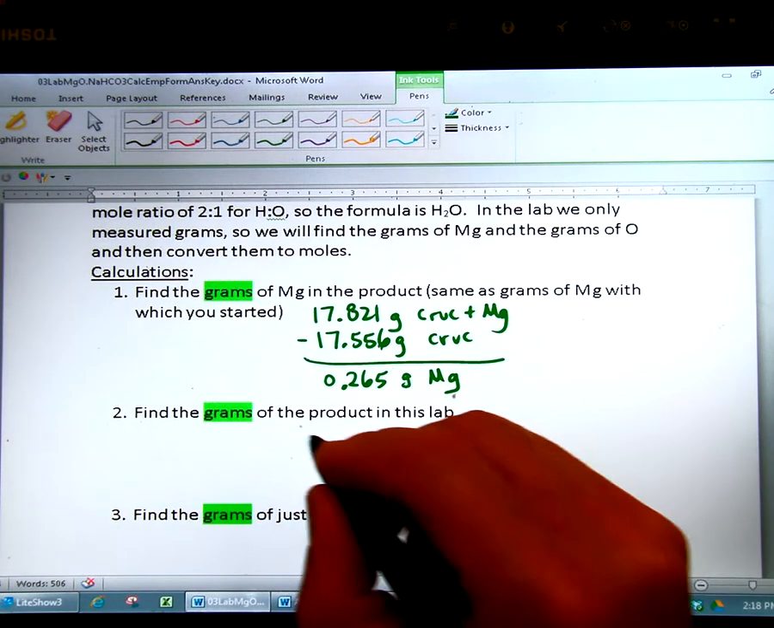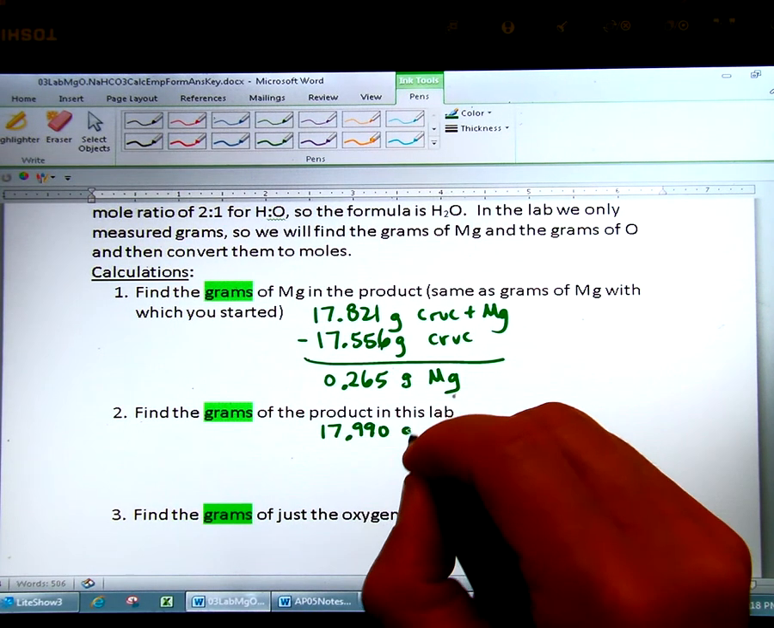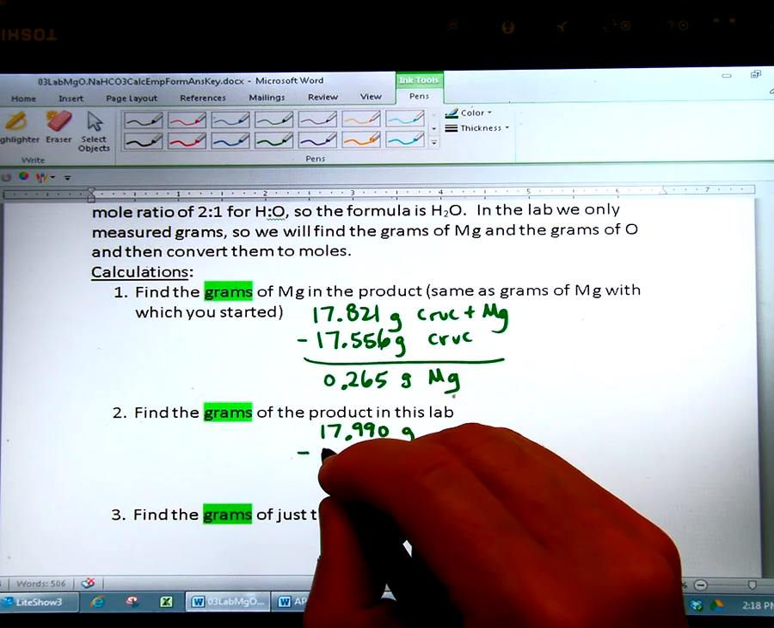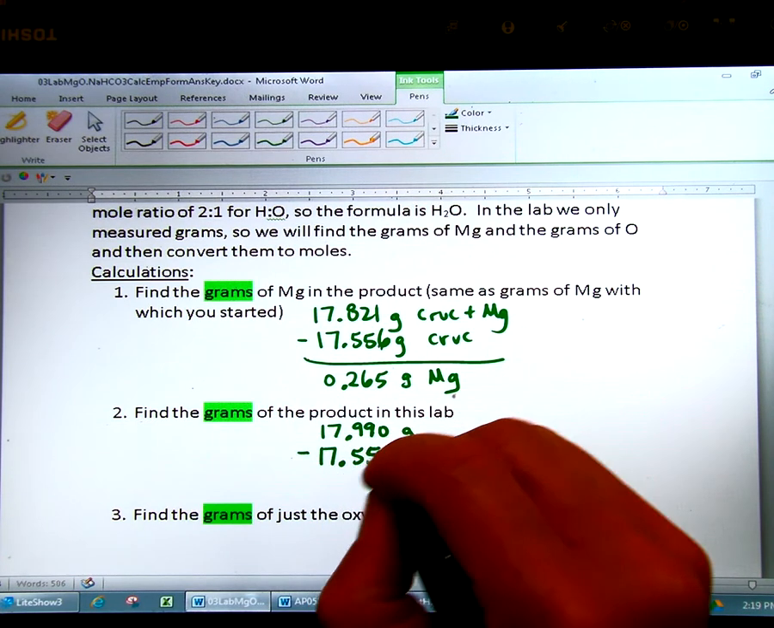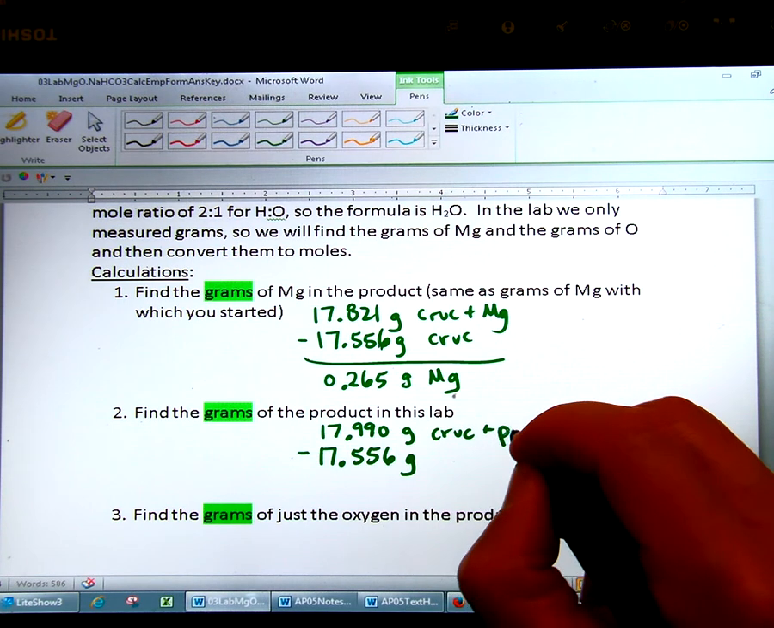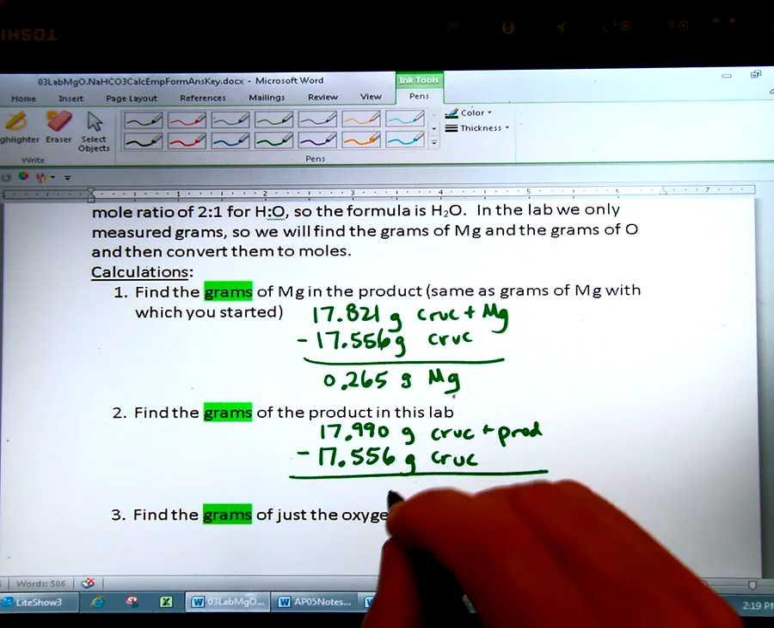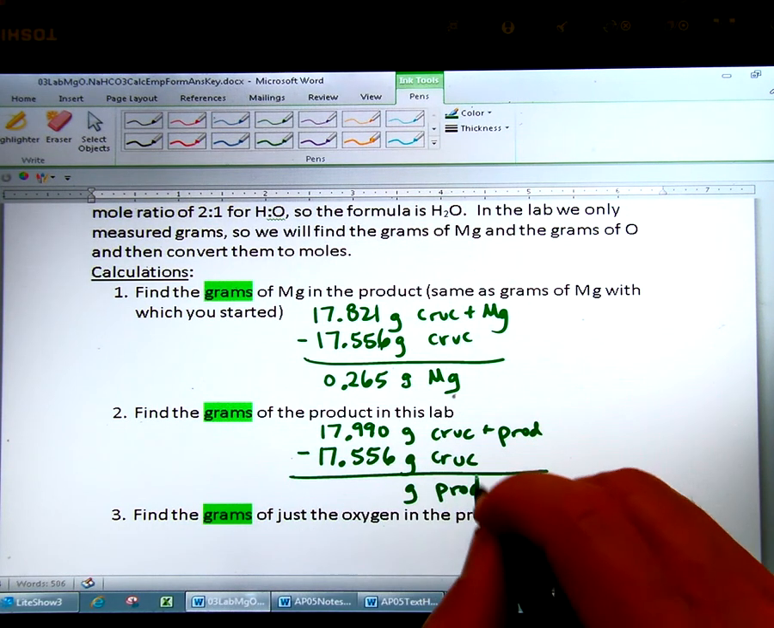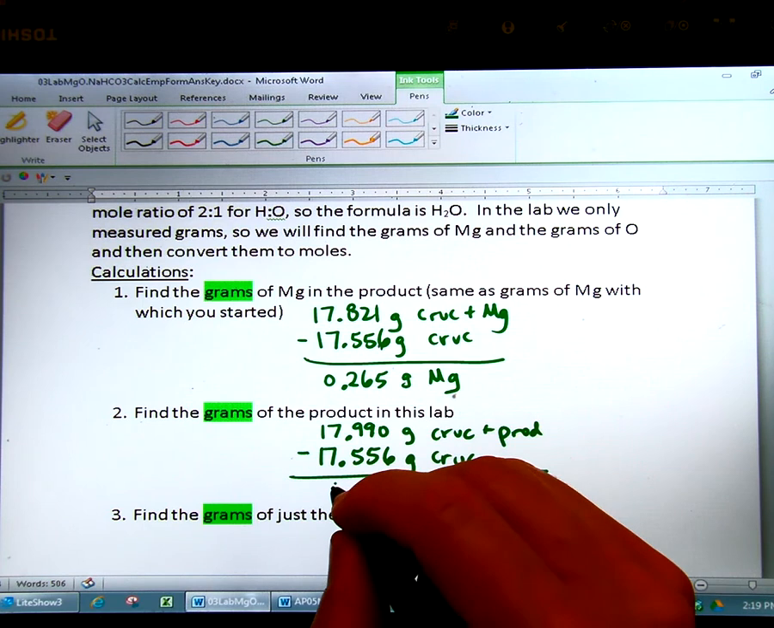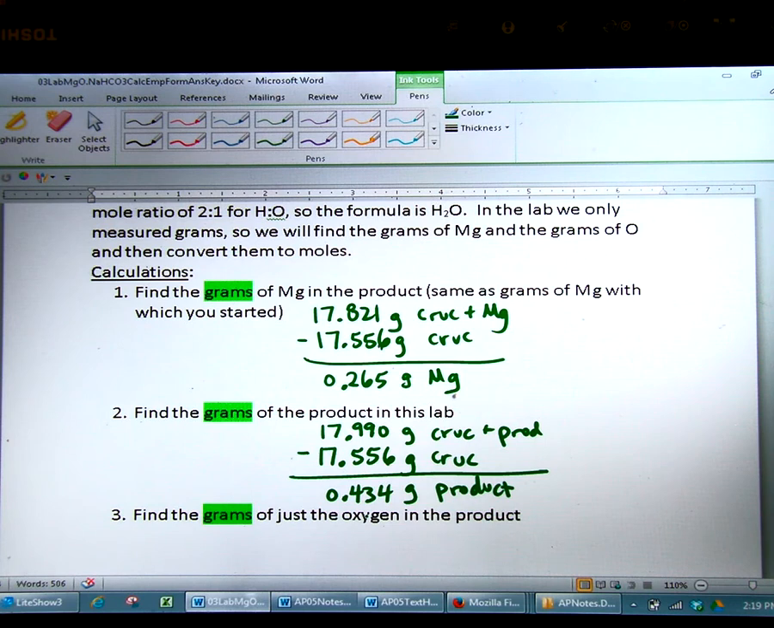So we'll write our work over here, 17.990 grams minus 17.556 grams. The first one was the crucible plus the product, and then we just subtract the crucible by itself. So now we're going to have just the grams of the product, and that comes out to be 0.434 grams. So now what we're going to do is just find the grams of the oxygen by itself.